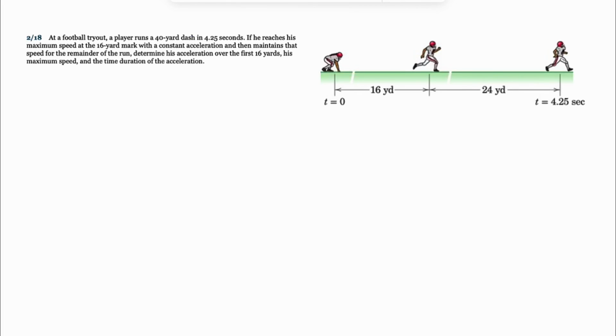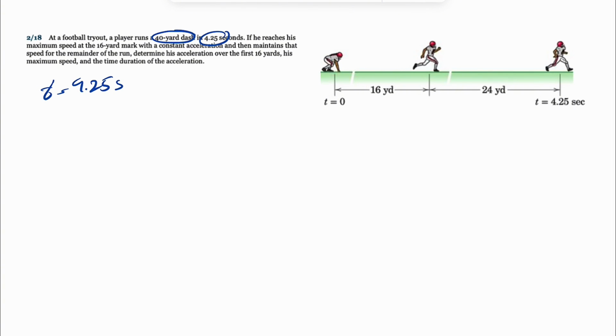Alright guys, let's solve another question from the second chapter of Dynamics by Meriam. We have a football tryout where a player runs a 40-yard dash in 4.25 seconds. So the total time that we have in here is 4.25 seconds.